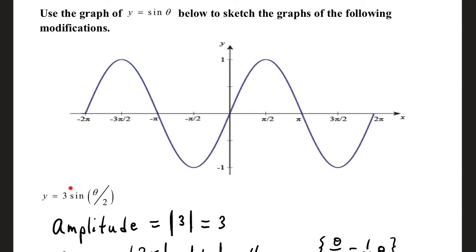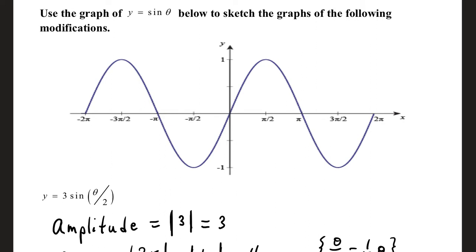Our amplitude is the absolute value of the lead coefficient, which in this case is 3. The period is 2 pi divided by the coefficient of our angle. And since that's theta over 2, that's 1/2. 2 pi divided by 1/2 is 4 pi.